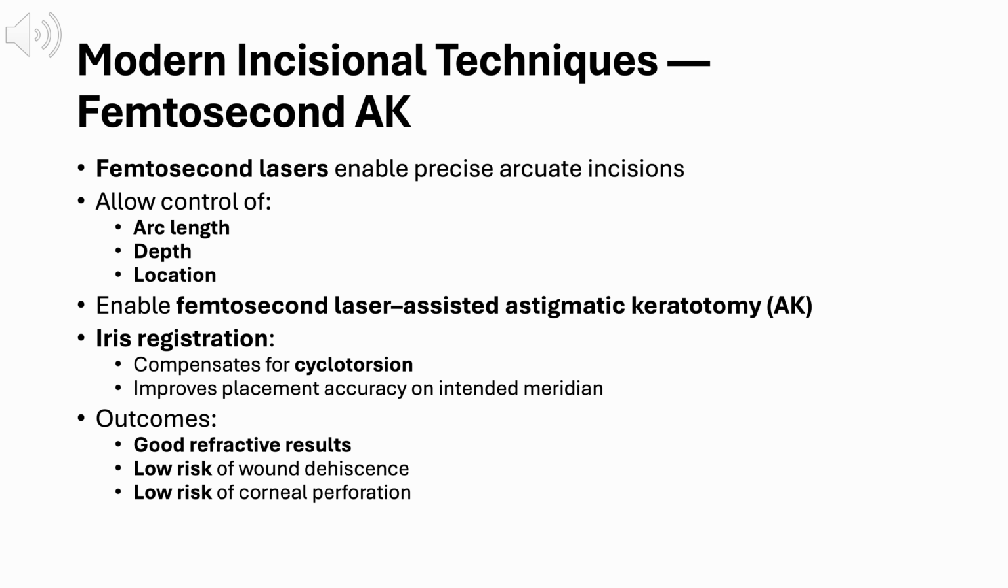This slide highlights how modern technology has refined incisional refractive surgery. Femtosecond lasers allow surgeons to create arcuate incisions with a high level of precision. Unlike manual techniques, the laser gives tight control over arc length, depth, and exact location within the cornea, which directly improves predictability. These capabilities enable femtosecond laser-assisted astigmatic keratotomy, or AK. A key advantage is iris registration, which compensates for cyclotorsion when the patient moves from an upright to a supine position. This improves alignment so the incision is placed on the intended meridian.